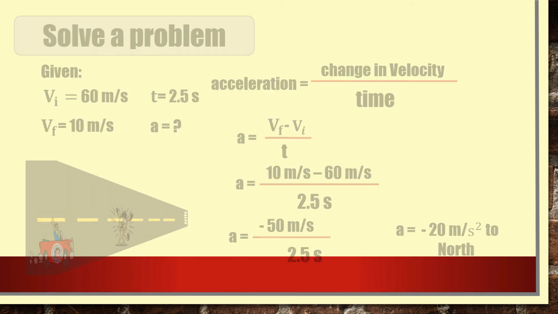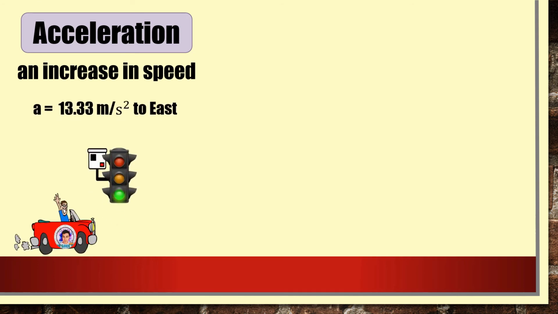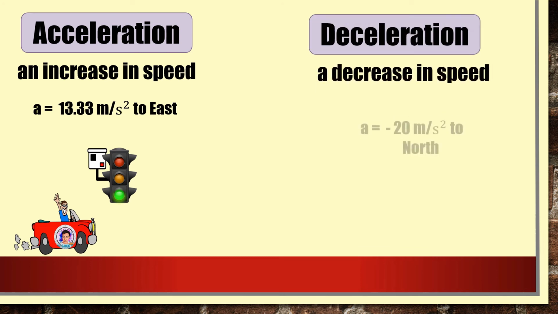When an object increases its speed, it experiences acceleration, like in our number 1 example, which is 13.33 meter per second squared going east. While in our example number 2, it experiences deceleration because its speed is decreasing, by which its acceleration is equal to negative 20 meter per second squared going north.